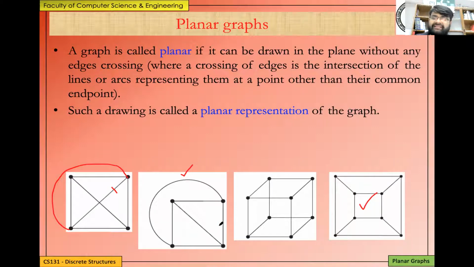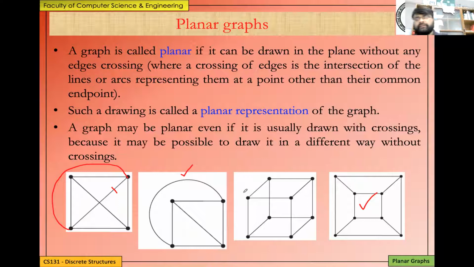And this is a cube. A cube is also a planar graph. This is what we mean to show. A graph can be planar even if it is usually drawn with crossings, because it may be possible to draw it in a different way without crossings. And that is the challenge here: given a drawing that may be a non-planar representation, a planar representation of that particular graph may still exist. So what seems like a non-planar graph at first sight may actually be a planar graph, right?